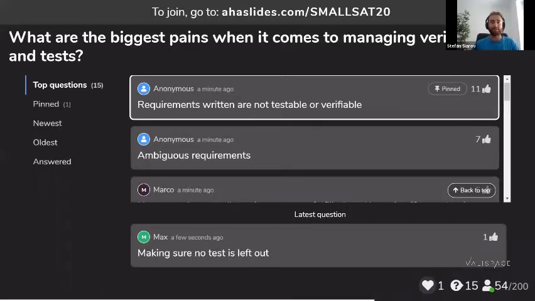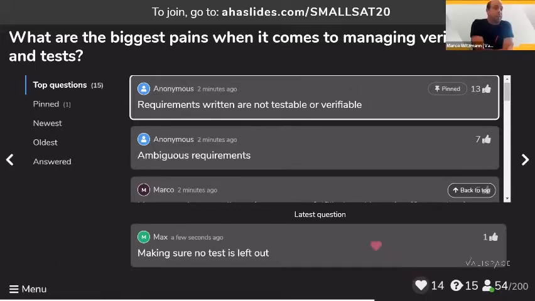What the specific things are that you're witnessing when you actually move forward to managing verifications and testing. So do I see the raised hand here? Okay, I don't see a raised hand immediately, but it is for sure a pain that many of us can relate to. Marco, what do you think? How should people manage that requirements are written in a way that they are testable and verifiable?